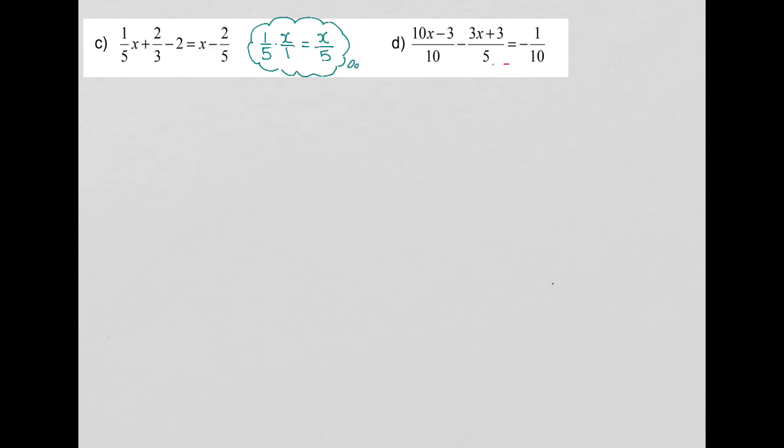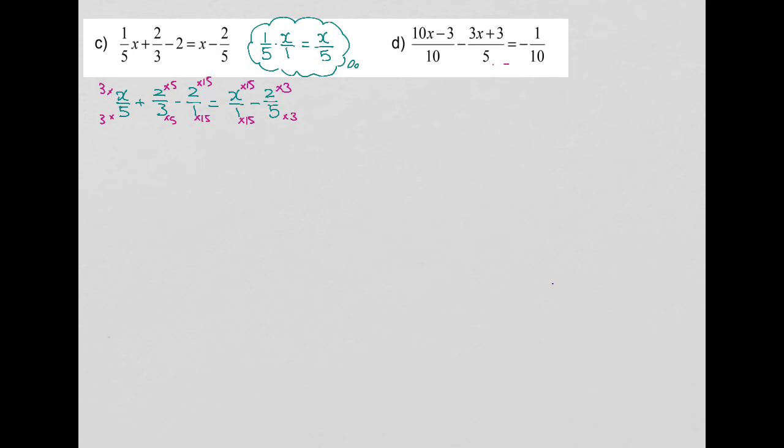So let's change everything to fraction now. So that means x over 5 plus 2 over 3 minus 2 over 1 equals to x over 1 minus 2 over 5. And I'm going to change everything into a common denominator. So between 5 and 3 and 1, the common denominator is going to be 15. That means the first term has to times by 3. The second term has to times by 5. The third term has to times by 15. The next one has to times by 15. And the last one has to times by 3.